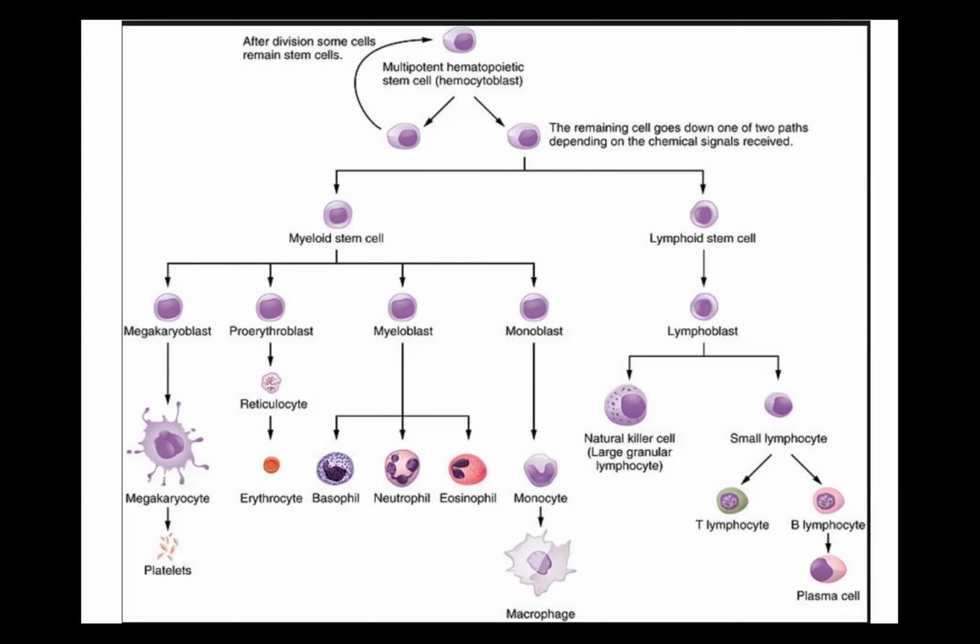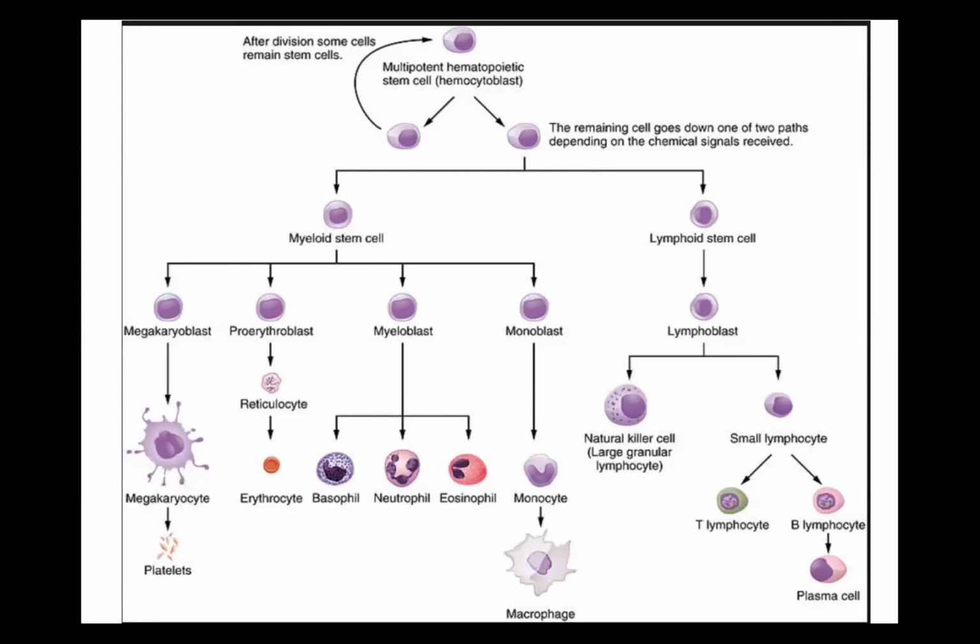So basically all hematopoietic cells arise from the hematopoietic stem cell. And this cell has the capability of self-renewal. After that, it matures into either a lymphoid stem cell or a myeloid stem cell. The lymphoid stem cells mature into lymphoblasts, which can be either natural killer cells or small lymphocytes. And the lymphocytes, as we know, can be either T or B cells, and then the B cells mature into plasma cells.